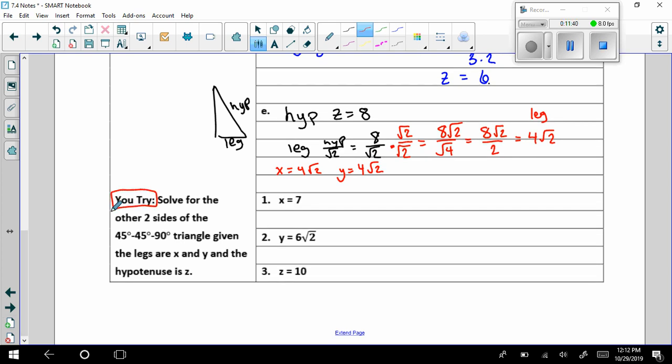Okay, so these three you're going to try on your own. Identify if you're given the leg or a hypotenuse, and then solve for the other ones. 3 is going to be just like E. So see that example for number 3.